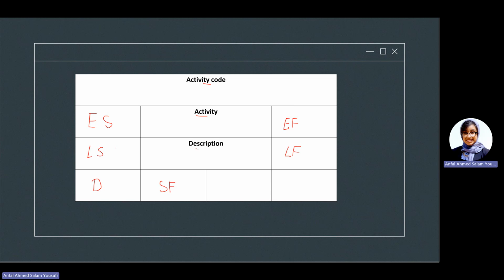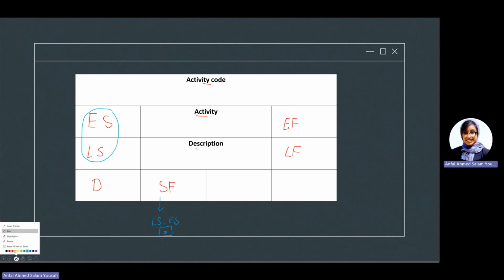So start float is basically taking these two numbers in here. This start float is your late start minus your early start. We are going to have a number and we will be able to see what our start float is, meaning if we made some changes, what number it is going to give us.